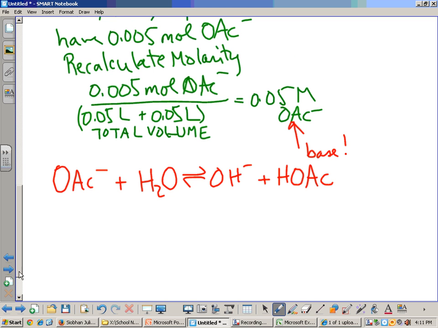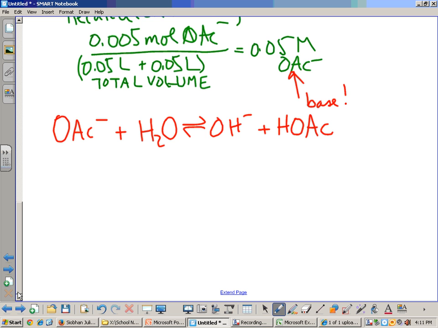We're going to fill in an ice chart, right? We have a base, so we wrote a Kb reaction. If you had an acid, you'd write a Ka reaction. If you had an insoluble salt, you'd write a KSP reaction. We have a base, so we're going to write the base dissociation reaction in order to figure out pH. Ice chart, step 2 of the 3 steps in solving the equilibrium problem.